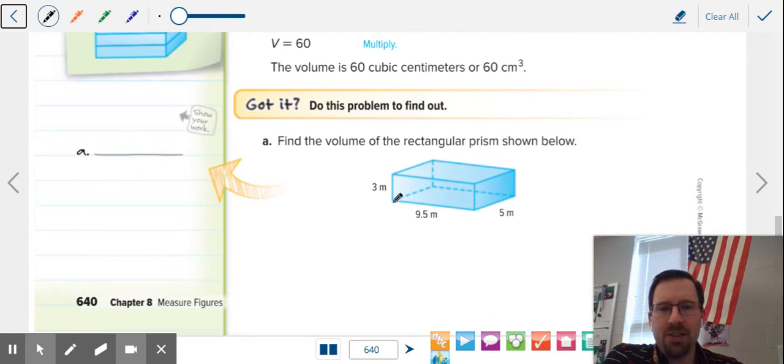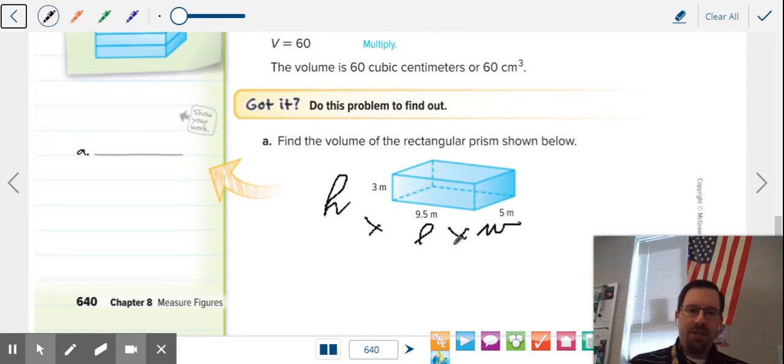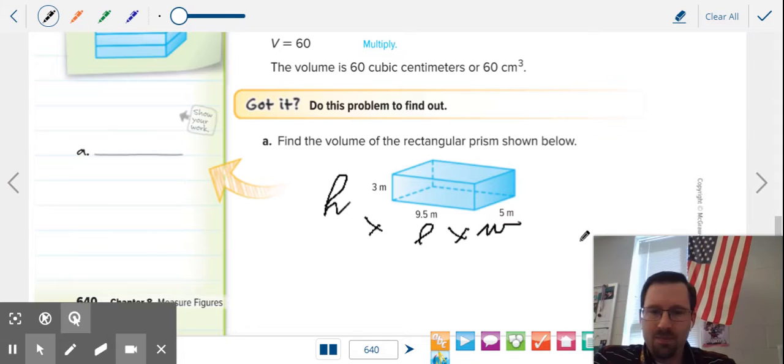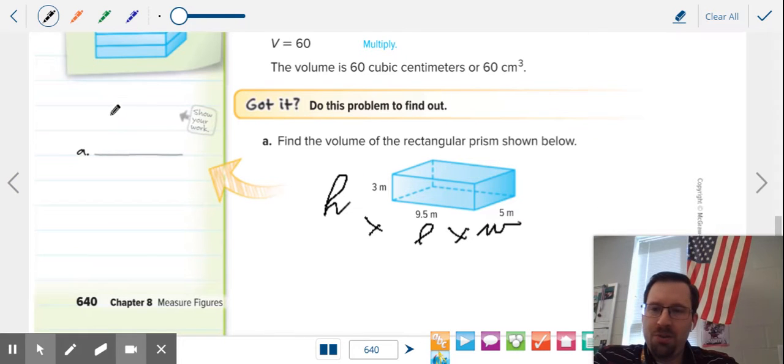So let's take a look down here. We know the length, we know the width, we know the height. So all we do is multiply them. 3 times 5 is 15. 15 times 9.5 is 142.5. Don't forget your units. Meters cubed. You can write cubic meters if you prefer.